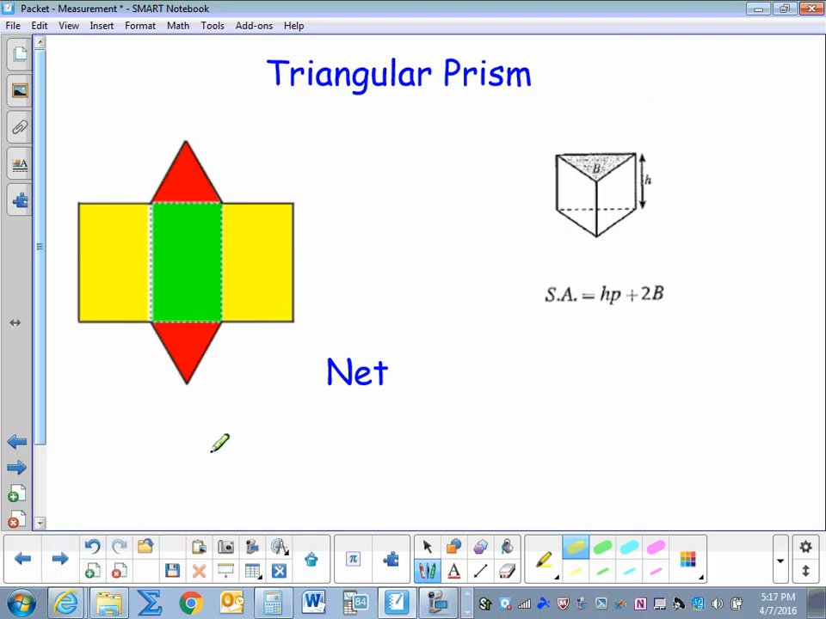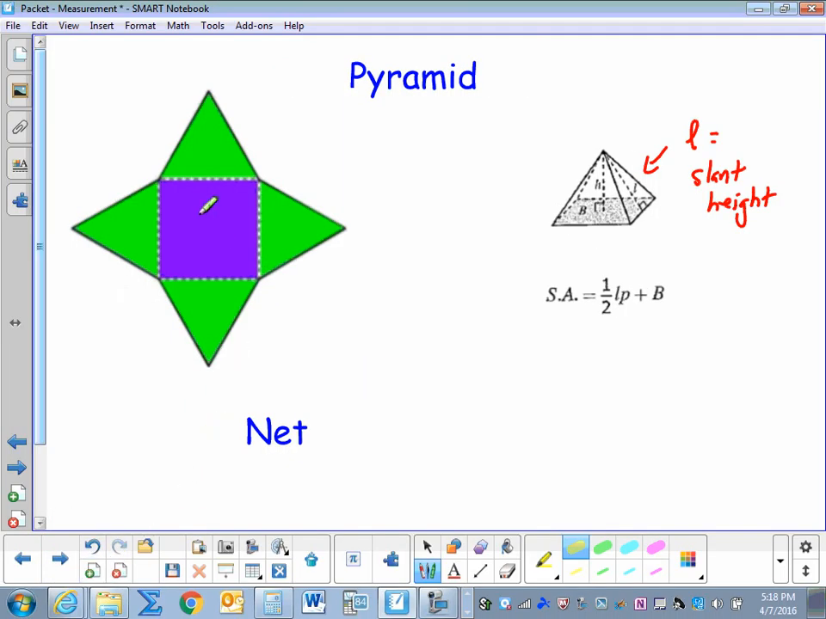A triangular prism is made up of 3 rectangles and 2 triangles. A pyramid is made up of a base that is a polygon. In this instance, it's a rectangle, and the sides are triangles.